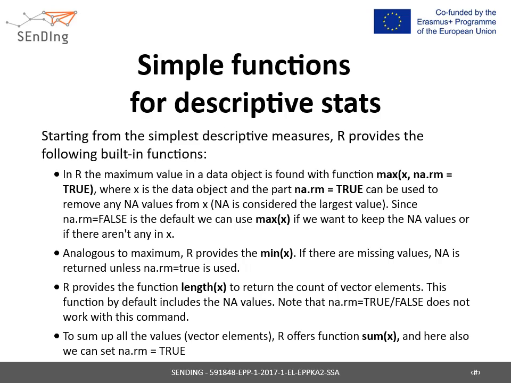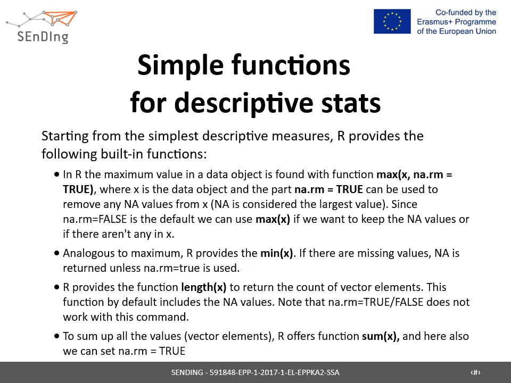Since the default value for na.rm is FALSE, we can use max(x) if we want to keep the NA values, or if there aren't any in x. Analogous to maximum, R provides the minimum, min(x). If there are missing values, NA is returned unless na.rm = TRUE is used. R also provides the function length(x) to return the count of vector elements. This function by default includes the NA values. Note that na.rm = TRUE/FALSE does not work with this command.